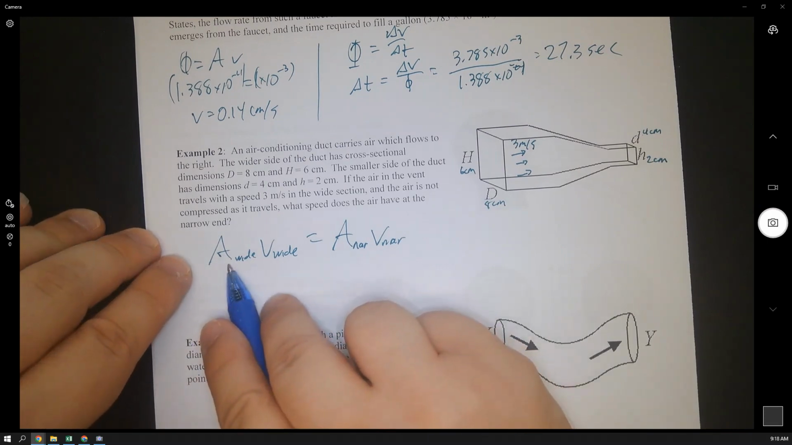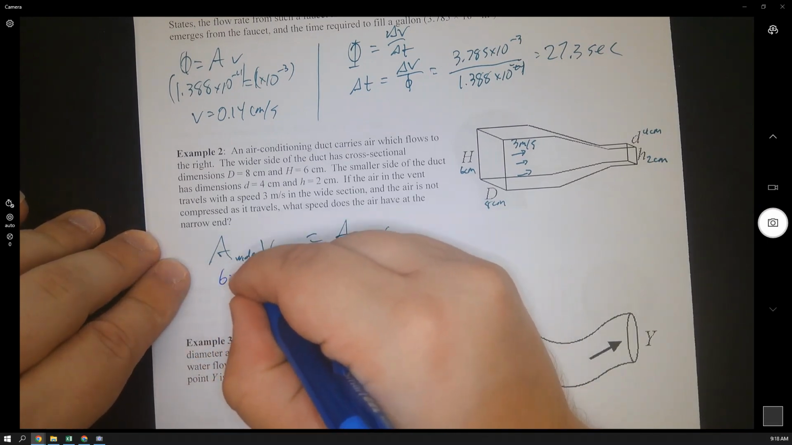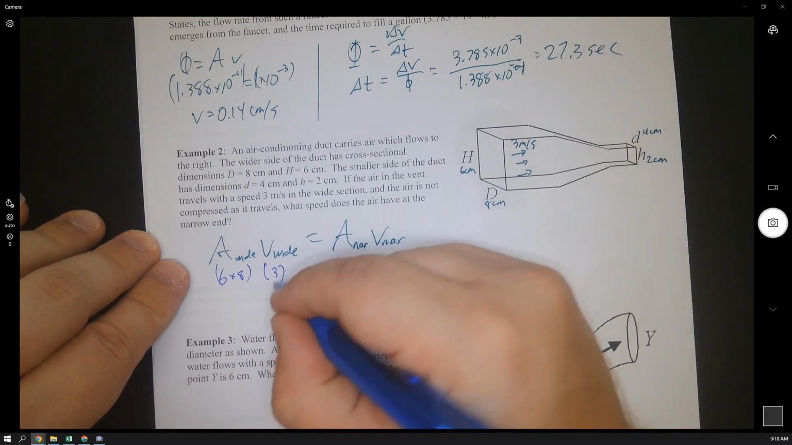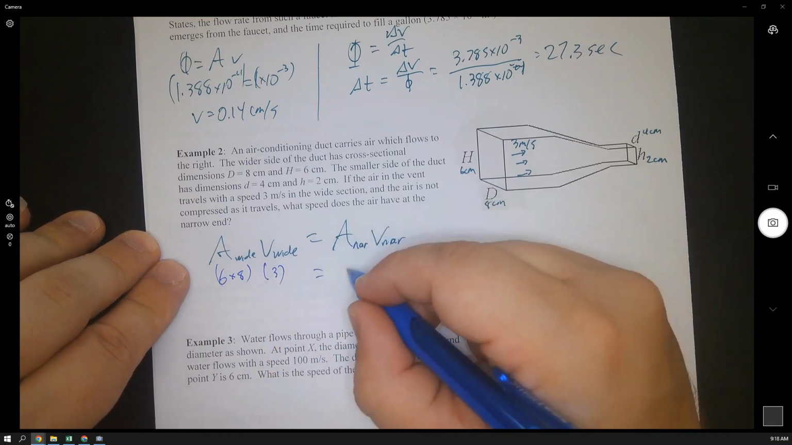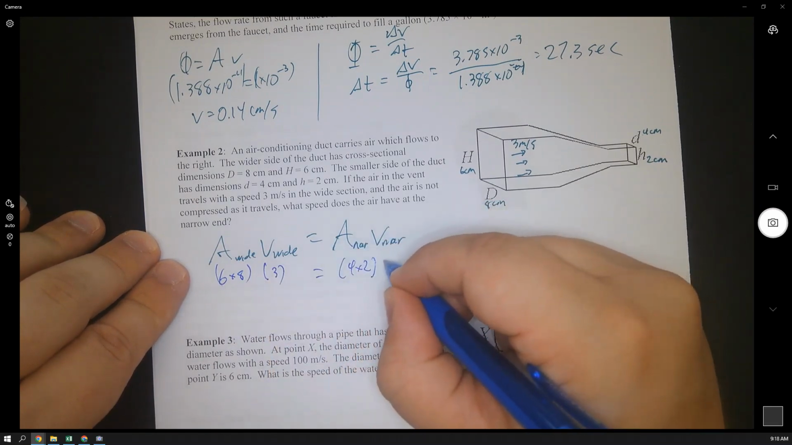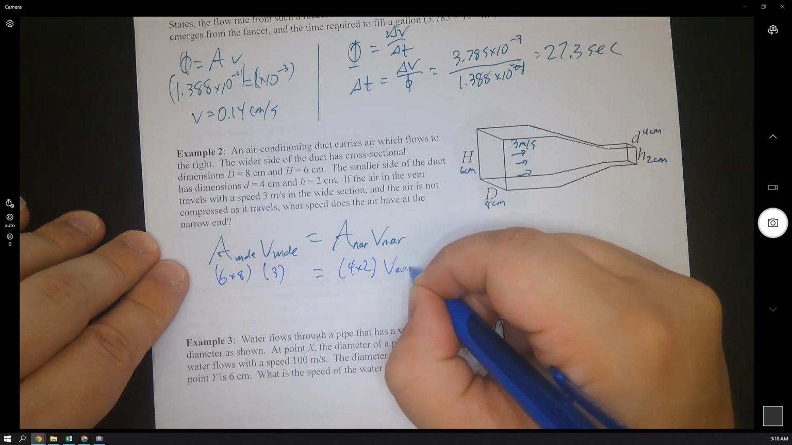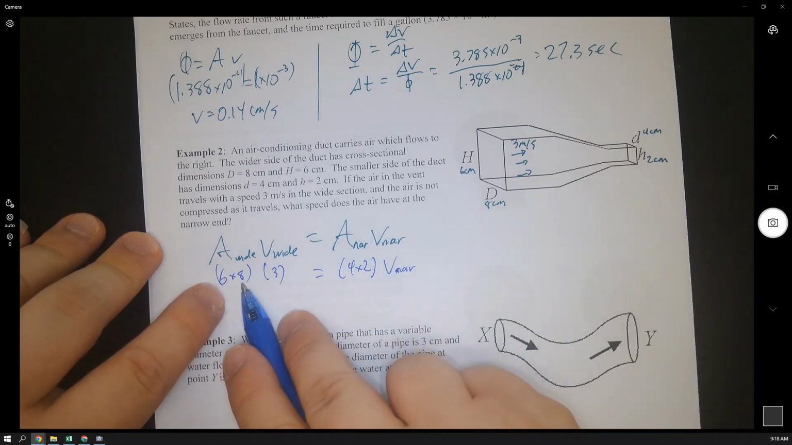Okay, so the area of the wide section is 6 by 8, and the speed in the wide section is 3. The area in the narrow section is 4 by 2. The speed of the narrow section is what I want to know. Well, Frensley, aren't you supposed to convert to meters?